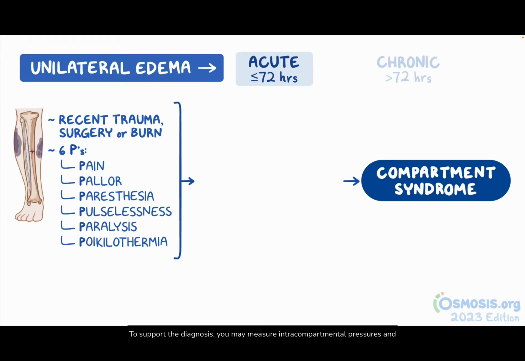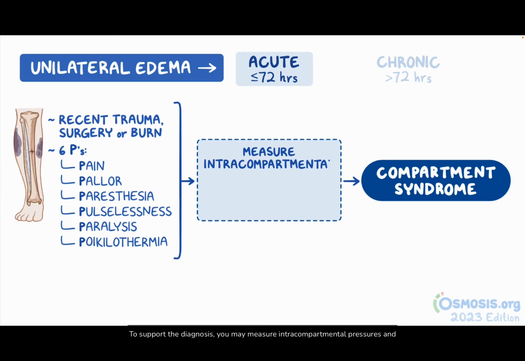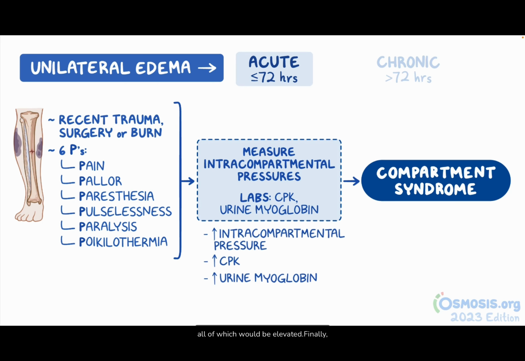To support the diagnosis, you may measure intracompartmental pressures and order labs, such as serum creatine phosphokinase, or CPK, and urine myoglobin, all of which would be elevated.